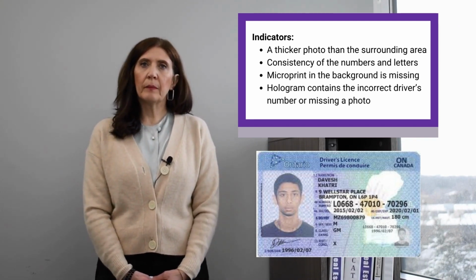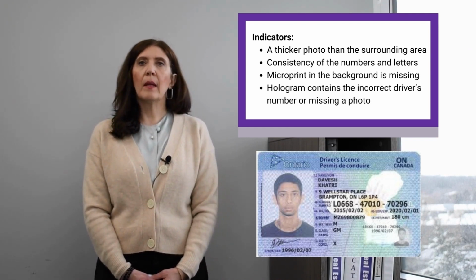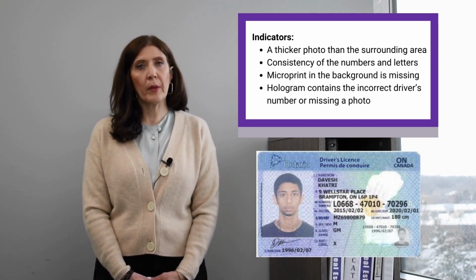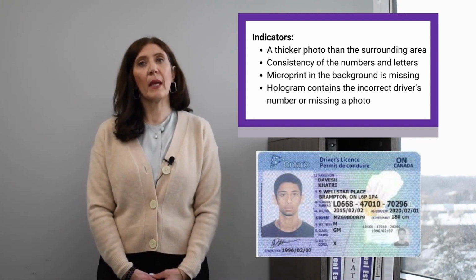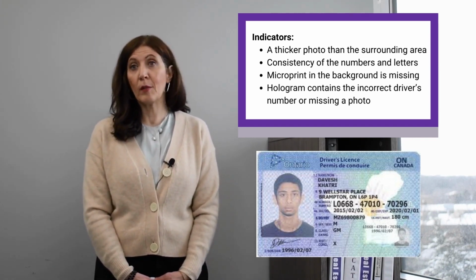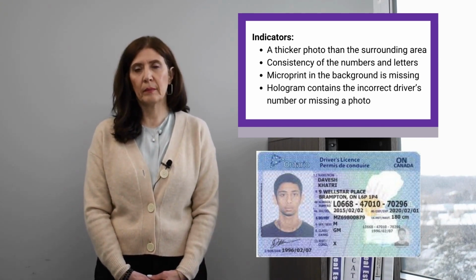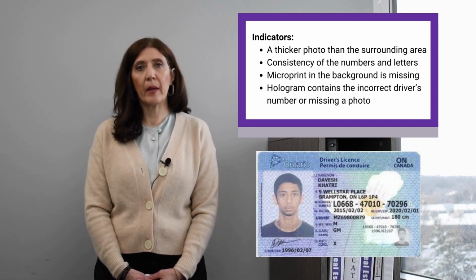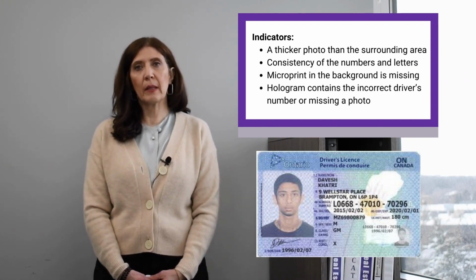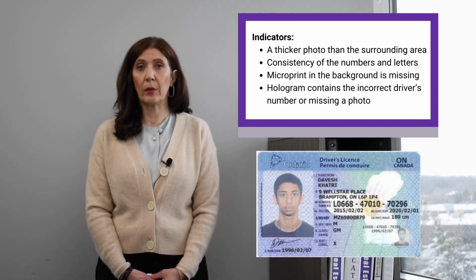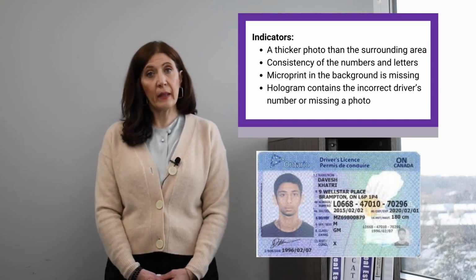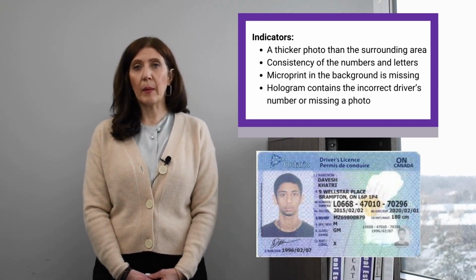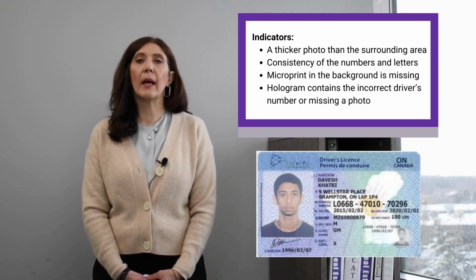So be sure, examine the ID in your hands and look for the following indicators. The thickness of the photo. If it's thicker than the immediate surrounding area, then someone may have placed a second photo on top of the original. The microprint in the background is missing, and the hologram on the bottom right contains the incorrect driver's number or is missing the photo. And finally, if you run your finger across the driver's license number and you're unable to feel the embossing, then the ID is fake.